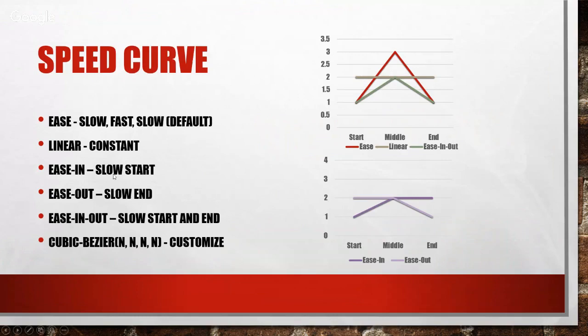And then ease in is just slow start, and then it goes to medium. Ease out is kind of the reverse. It's medium and then ends slowly. And then ease in out is kind of a combination of the two. And then you can also specify a custom one with the cubic Bezier.